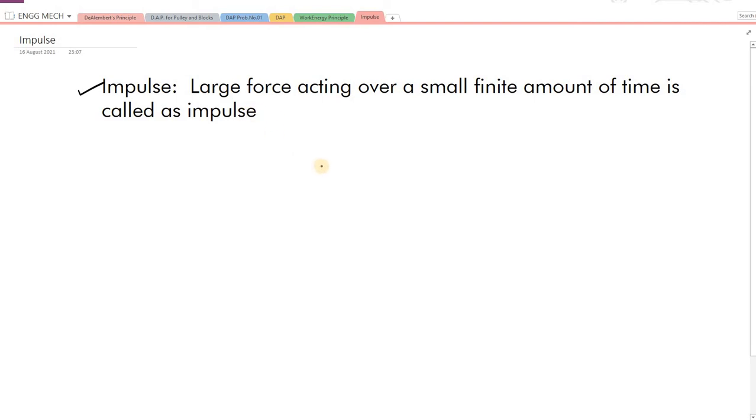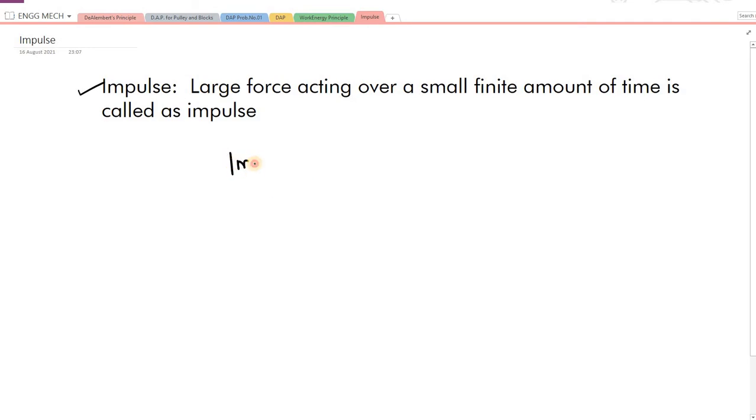See, in case a very large force is acting on a body for a very small or finite amount of time, the action taking place is called impulse. Okay, a large force acting over a small finite amount of time on a body is called impulse. Now with this said, we will try to derive the impulse momentum equation.